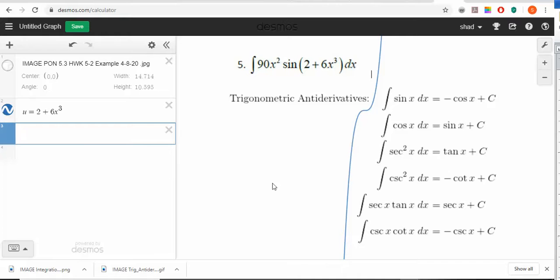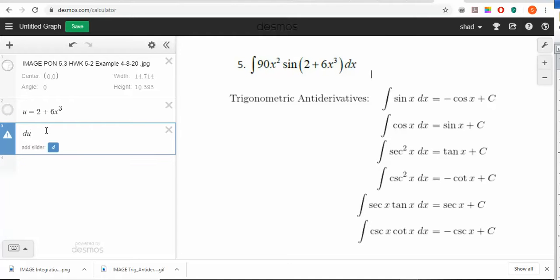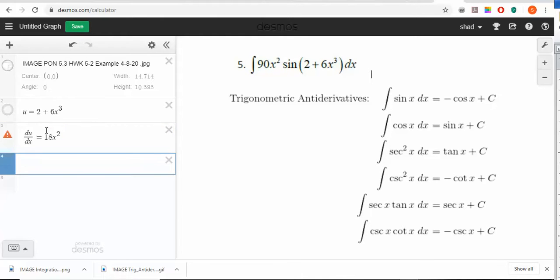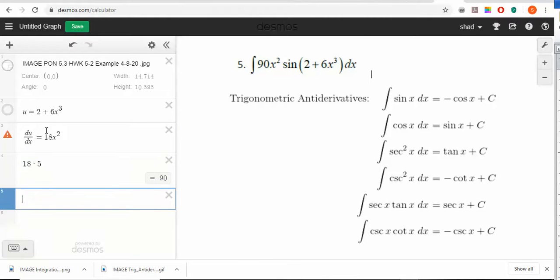Now, I don't really care about this graph right here, so I'm going to turn the graph off. Okay, so I've defined u. So now I'm going to say what du is. du is equal to, and then I'm going to say du divided by dx is equal to, I guess that would be 18x squared. Okay, now, we know that 18 times 5 is 90.